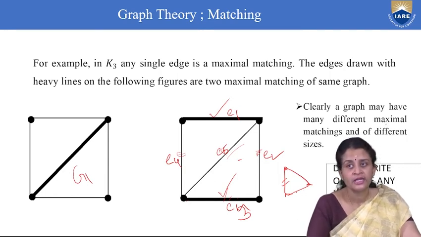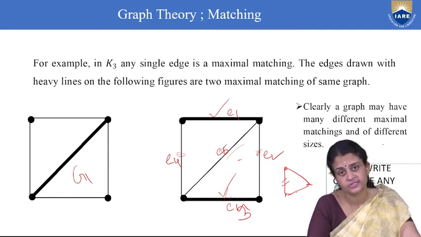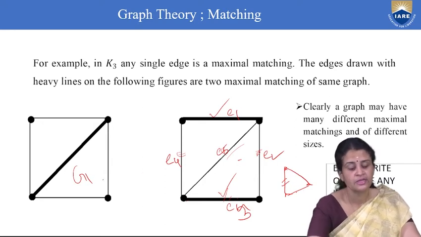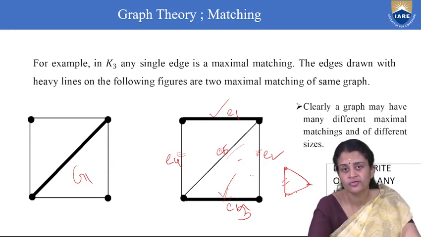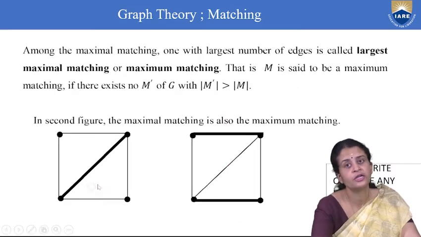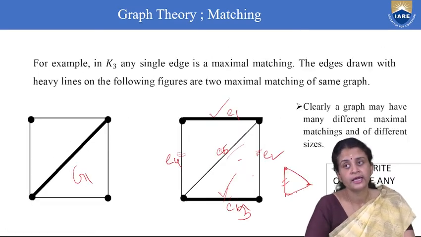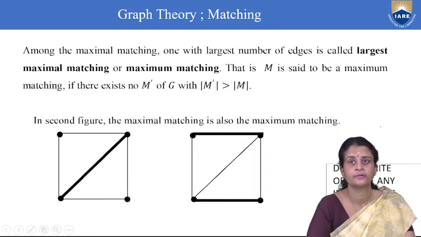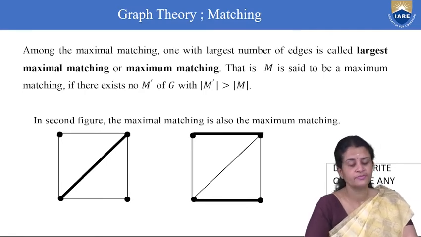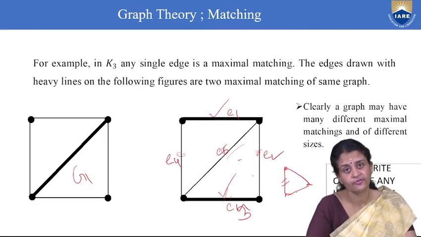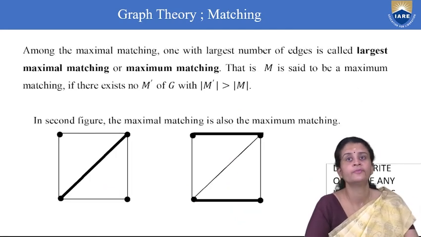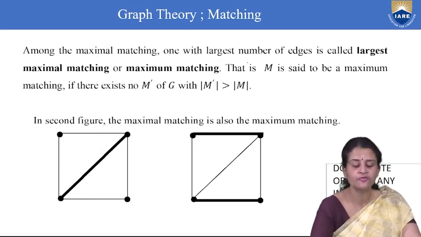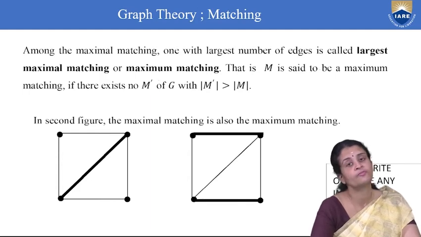Clearly, a graph may have many different maximal matchings of different sizes. Here we have the same case; that is why I have drawn the same graph here. Here we have two maximal matchings and here we have only one maximal matching. Among the maximal matchings, the one with the largest number of edges is called the largest maximal matching or maximum matching.